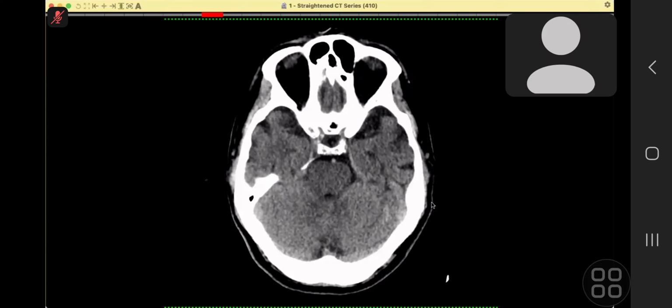In my routine practice, I am thinking about the concept of basilar artery thrombosis. In my routine practice, I will advise to do neck and intracranial CT angio to rule out any filling defects.